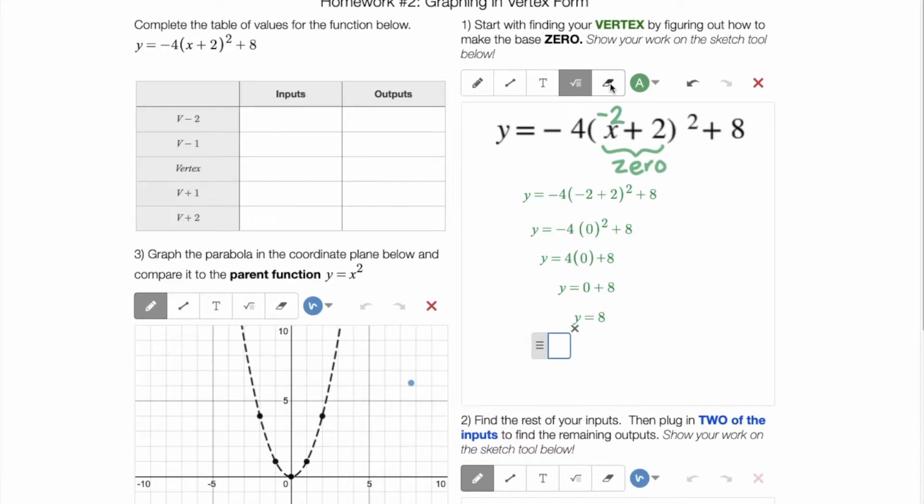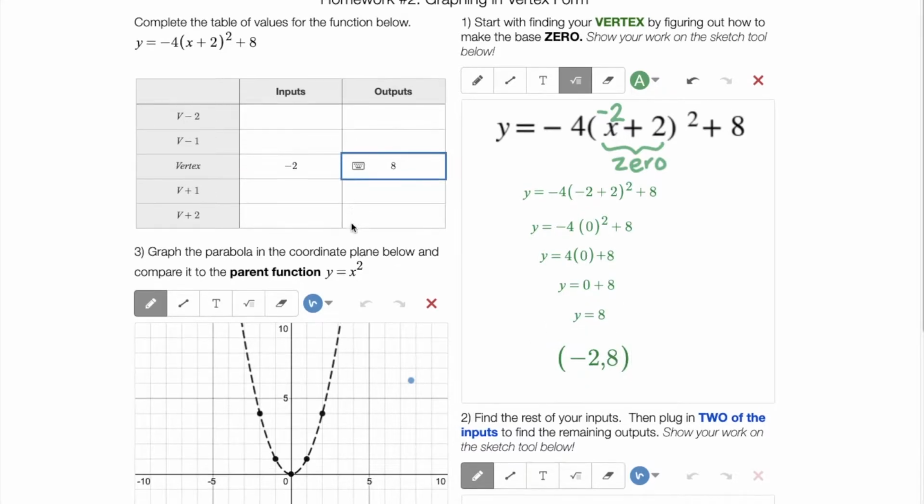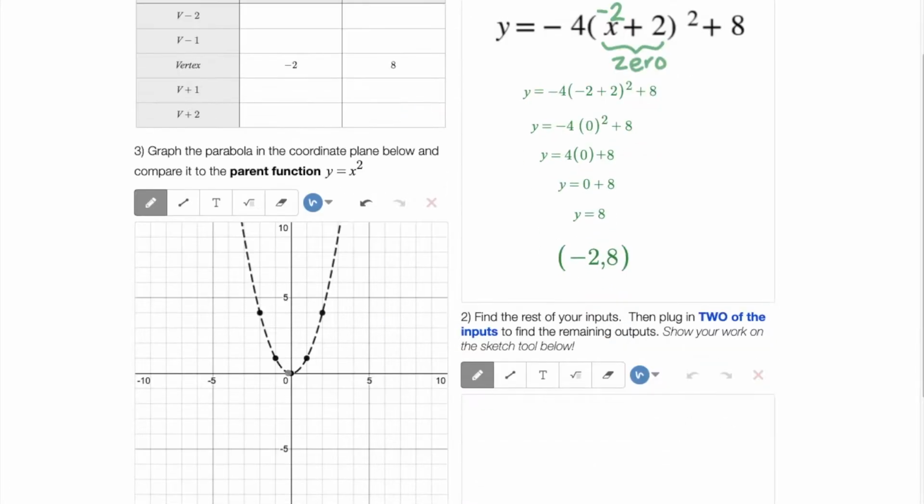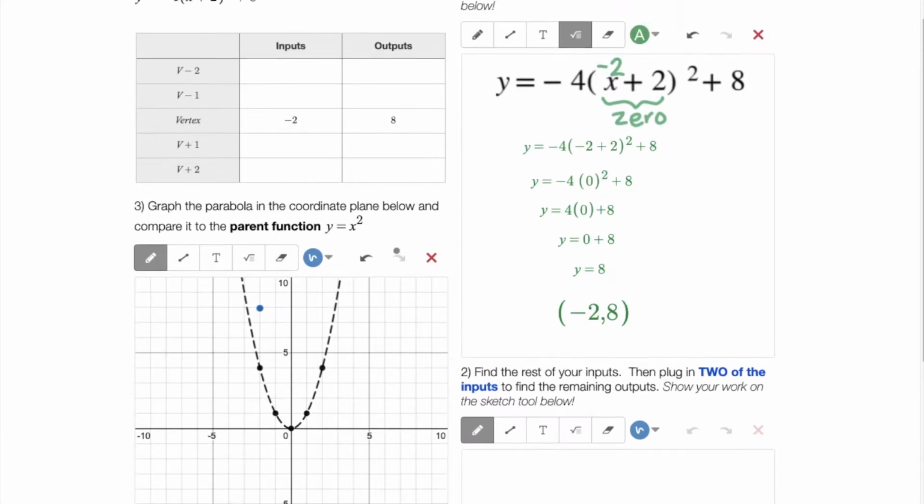So if we wanted to write this as an ordered pair, which is always a good idea, our input was -2, that made the base 0, and our output was 8. -2, 8. We can come down here and go from 0, 0 to -2, and then up to 5, 6, 7, 8, and there's our vertex.